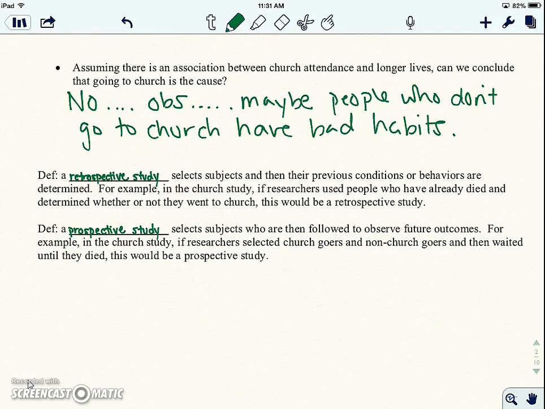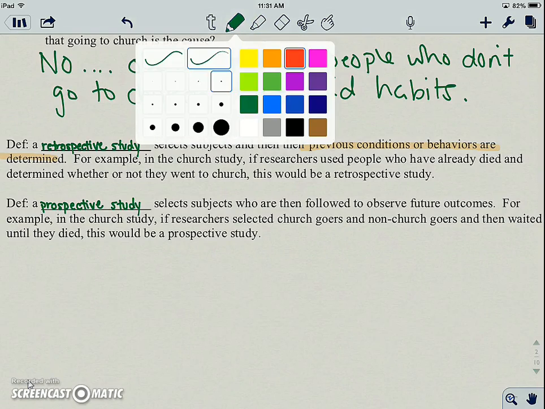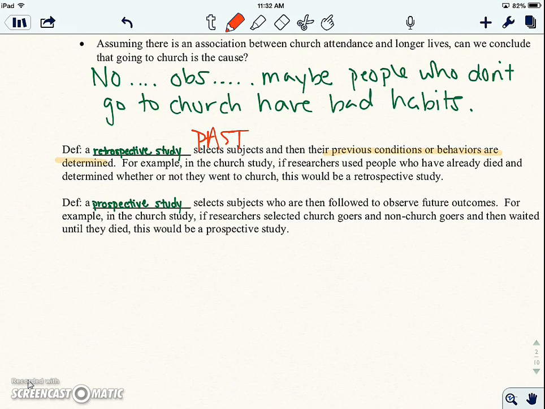All right. So there are two types of studies. A retrospective study selects subjects, and then their previous conditions or behaviors are determined. So they look at the history, at the past, okay? Retrospective is the past. For example, in the church study, if researchers use people who have already died and determined whether or not they went to church, that would be retrospective.